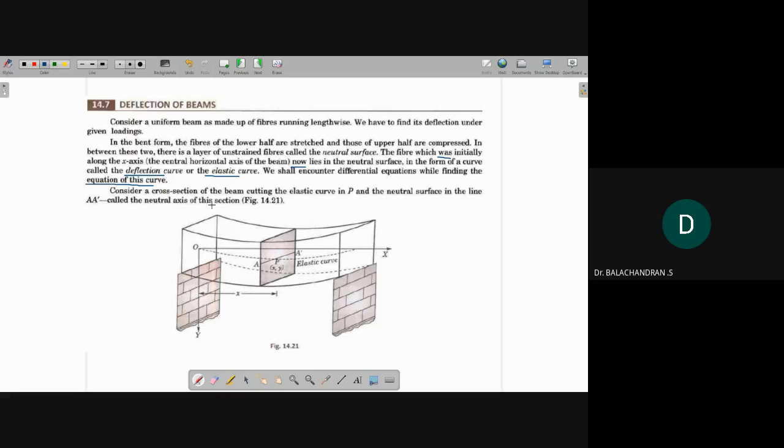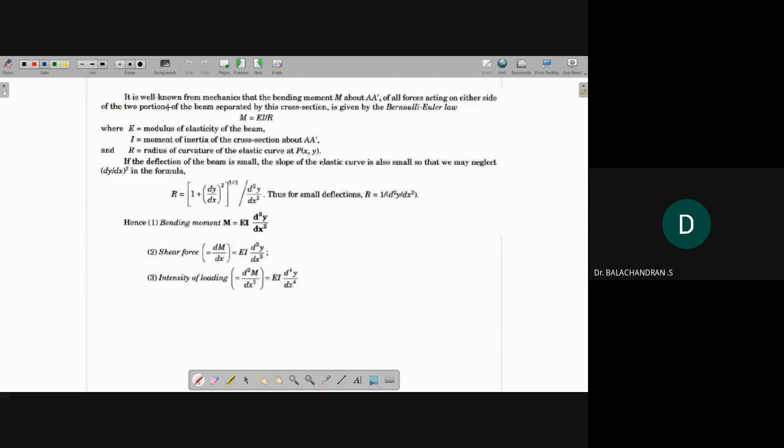Okay, now it is well known from mechanics that the bending moment M about AA dash of all forces acting on either side of the two portions of the beam separated by this cross section is given by the Bernoulli-Euler law, M equal to EI by R. So the bending moment M equal to EI by R, where E is the modulus of elasticity of the beam, I is the moment of inertia of the cross section about AA dash, R is the radius of curvature of the elastic curve at the point P of x comma y.